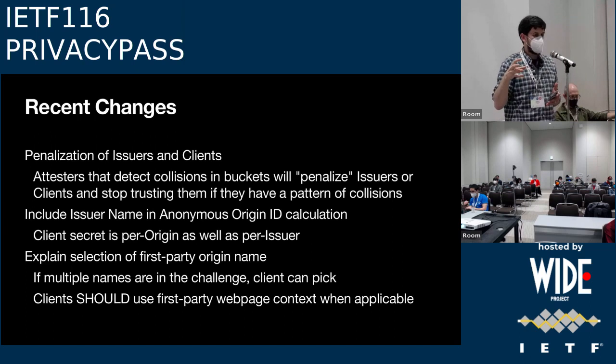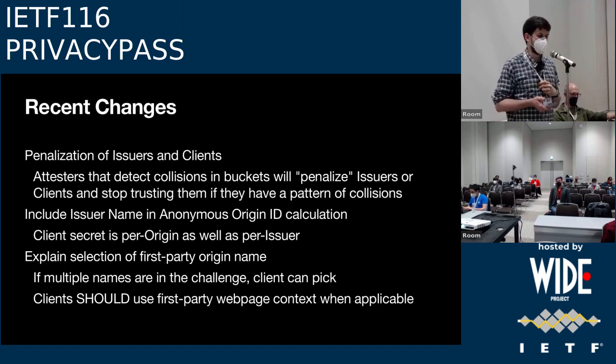In order to avoid attacks where malicious issuers could leak information by denying token issuance, we don't want the attesters to simply drop token issuance requests if it detects that the issuer is doing something suspicious. So instead, we have described in the text that when the attester detects collisions in these anonymous buckets, meaning either the client or the issuer is fudging with things, trying to either leak information about clients, or clients trying to cheat, then the attester will keep a penalty count of a bad box for the various issuers and clients, and have thresholds, so that once you've detected enough of those patterns of collisions, you kick out those issuers or clients, as it may be.